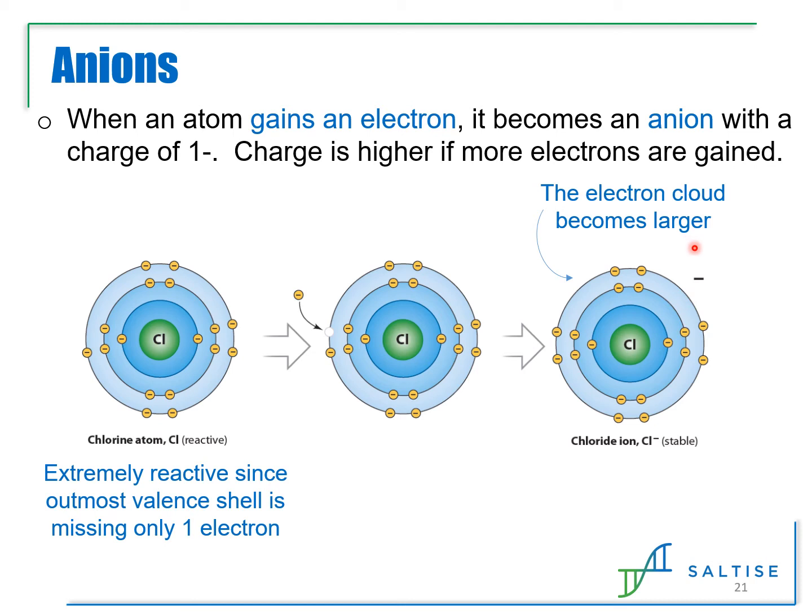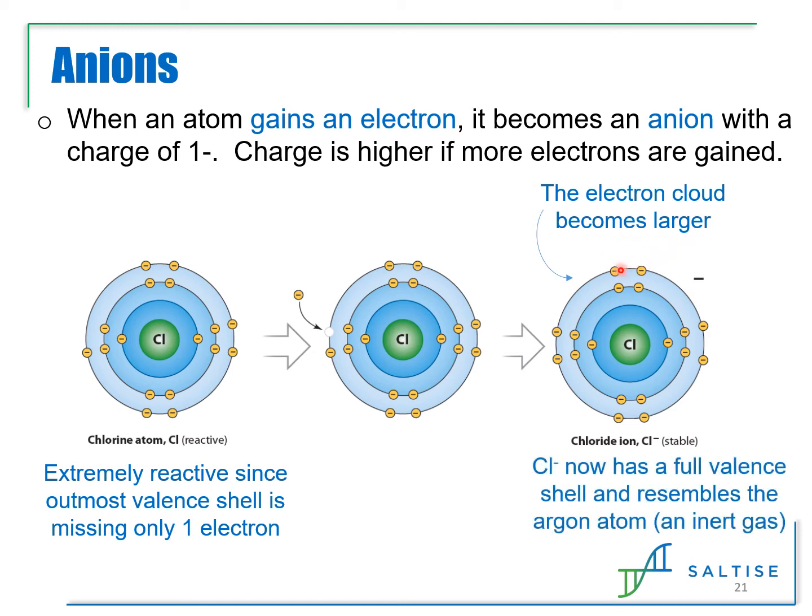The arrangement of electrons in the chlorine ion actually resembles that of the argon atom, and that is a noble gas which is known to be stable. Because there is 1 extra electron compared to the number of protons, the chlorine ion will carry a negative 1 charge. Remember that anions are formed when nonmetals gain electrons.